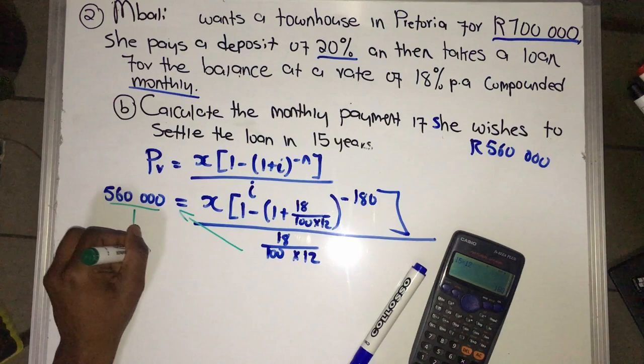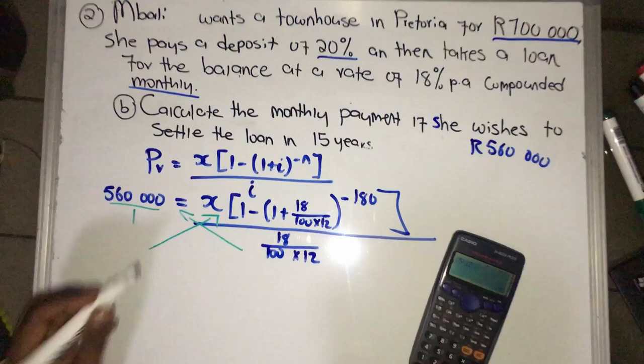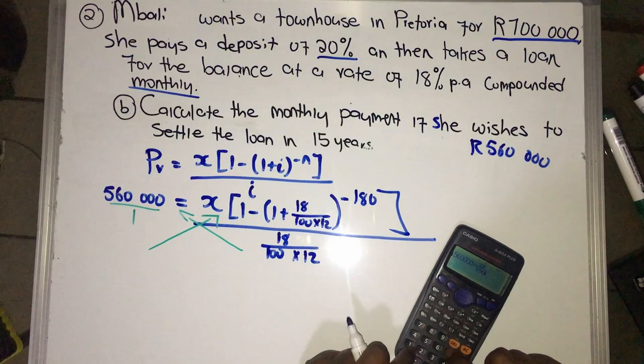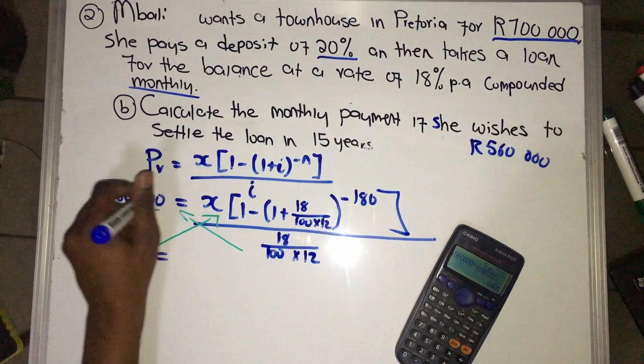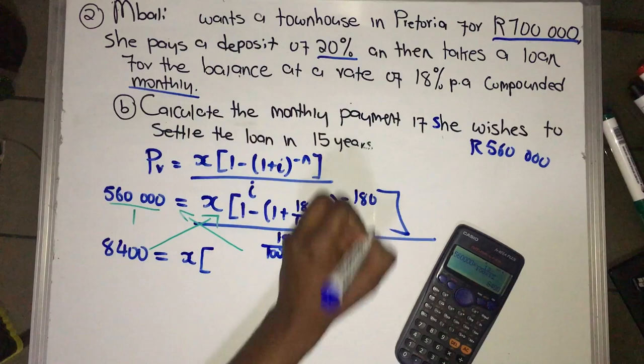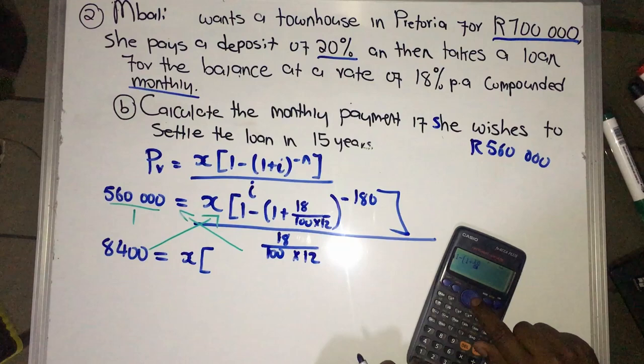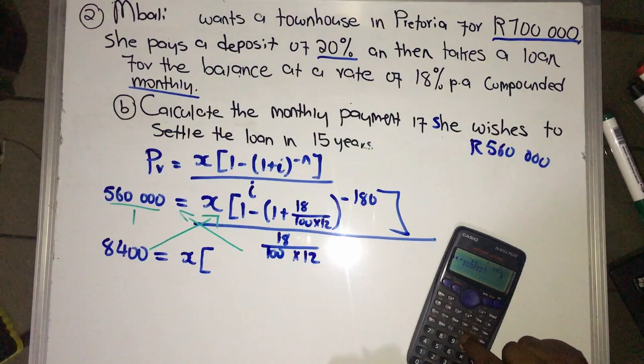Okay, so 560,000 multiplied by 18 over 100 times 12, which is 8,400. That whole thing is multiplied by 1, so that's just x. And then in the bracket we have 1 minus (1 plus 18 over 100 times 12), all that to the power minus 180.